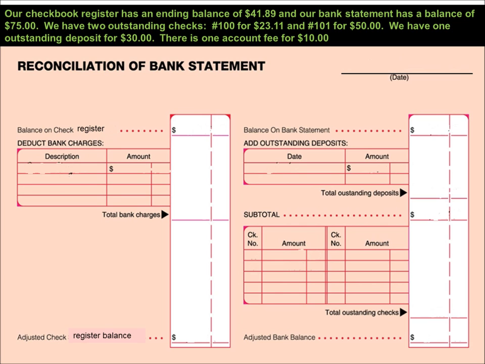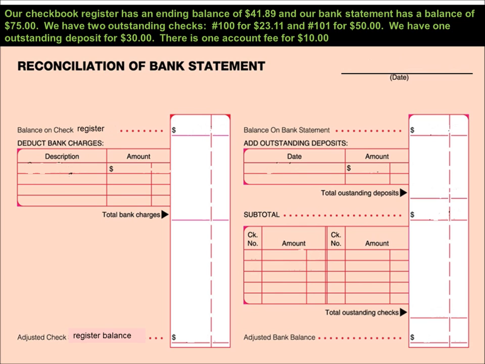So this form is a reconciliation form. We're going to use it to balance the checkbook. I've also taken the last slide and summarized the information and typed it up above. So now we can see our outstanding checks, our outstanding deposit, and our account fee, so we don't have to flip back and forth from one slide to the next.